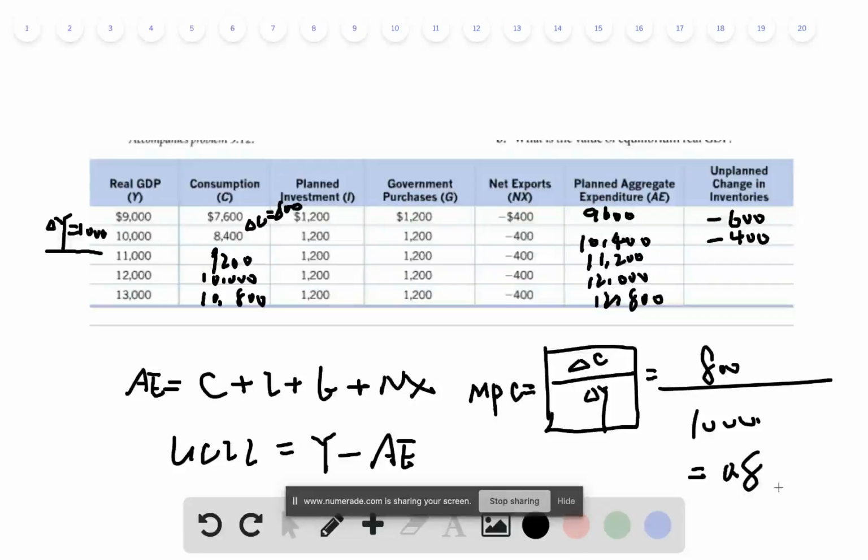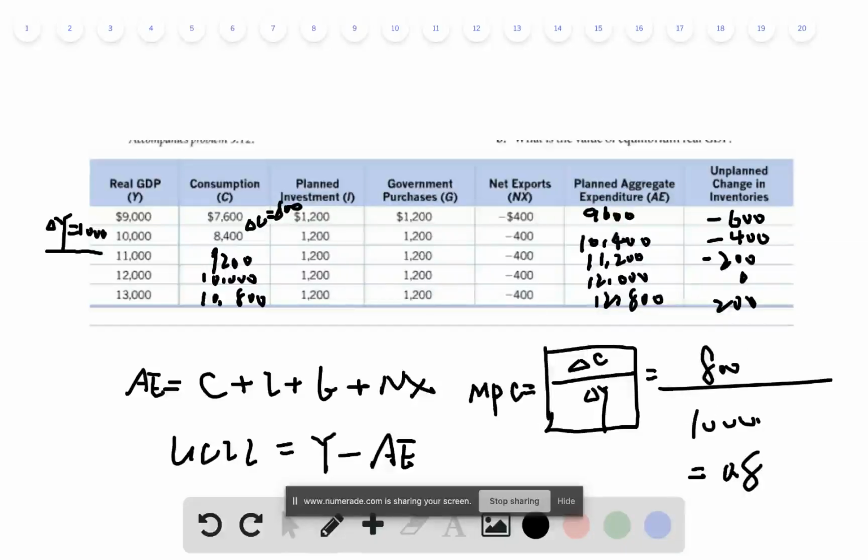Okay, and also for this column, unplanned change in inventory equals real GDP minus aggregate expenditure. So if you do the calculation, it's negative 200. This is 0. This is 200.